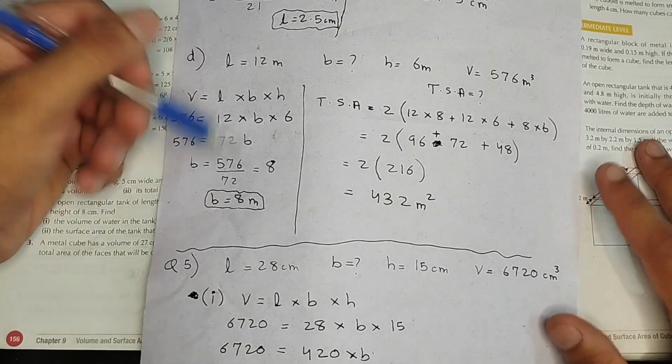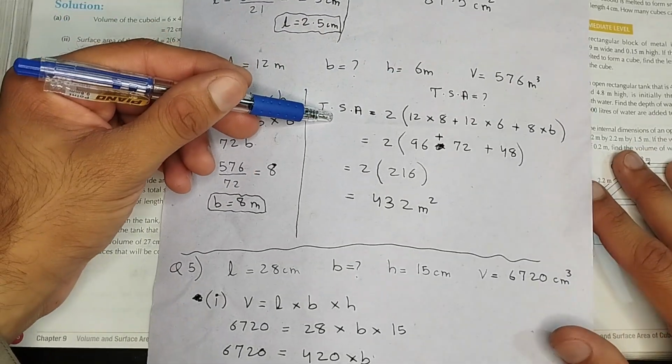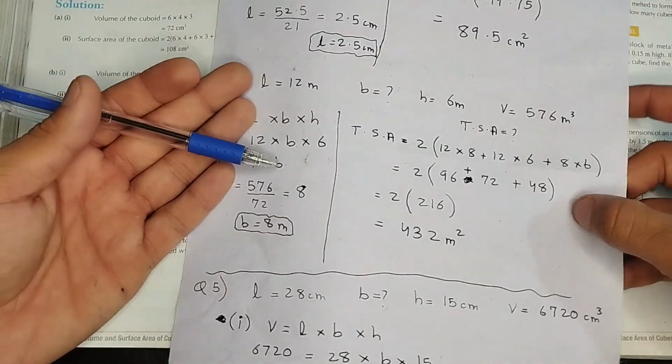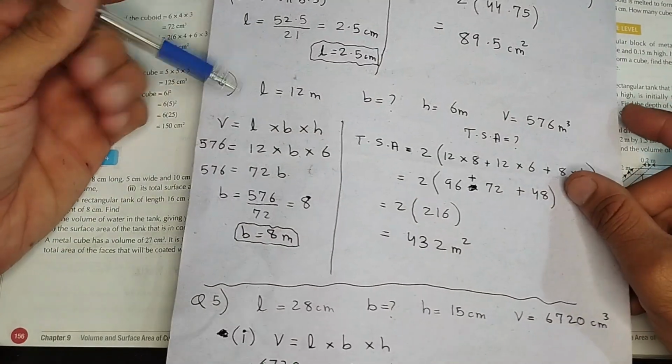Okay, now that you know the breadth, length, and height, you can find the total surface area again here as well. In the same way, nothing's different. This is basically what you need to practice over and over again. There isn't much that is different.